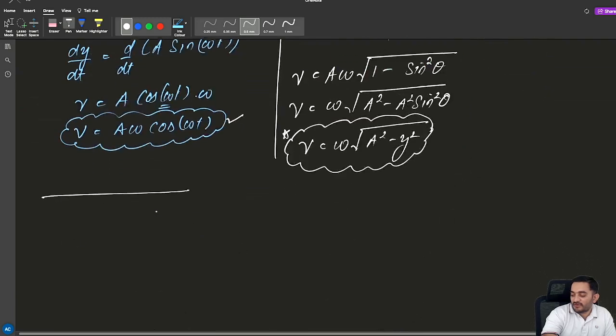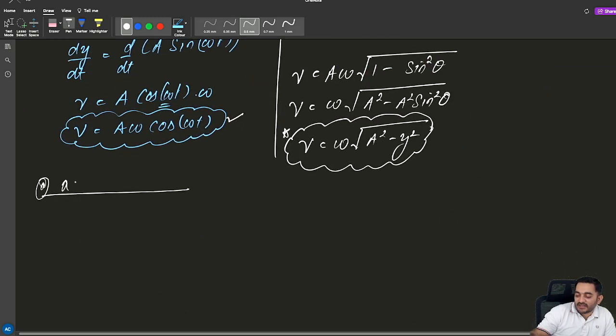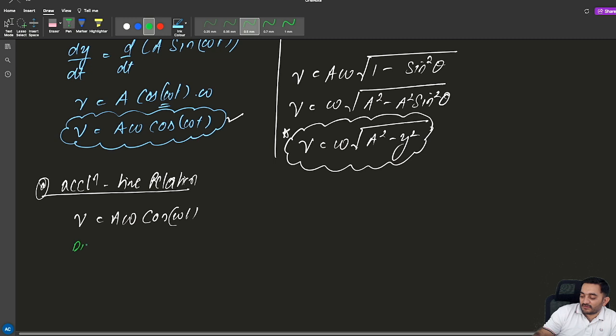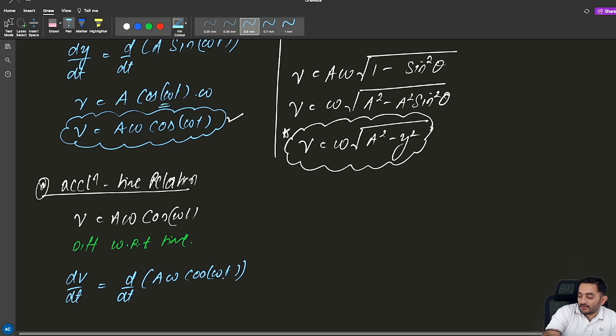Now we will go for the acceleration time relation. In the acceleration time relation, what do you think we will do? The expression we have written, a omega cos omega t, if I again differentiate it with respect to time, dv by dt will give you the acceleration, which is d by dt of a omega cos omega t.